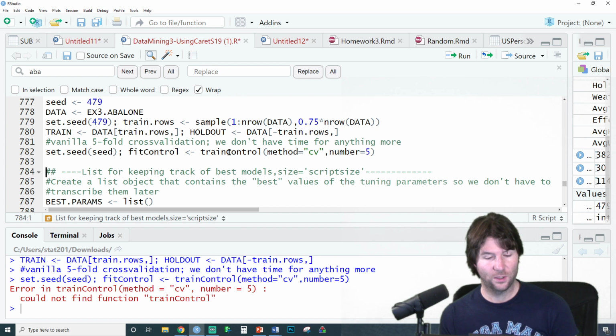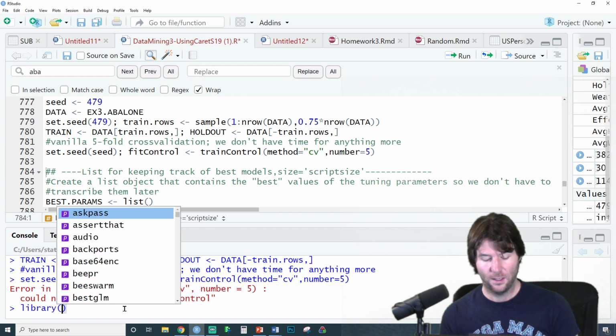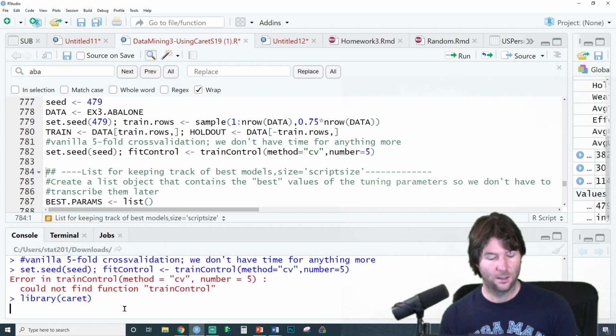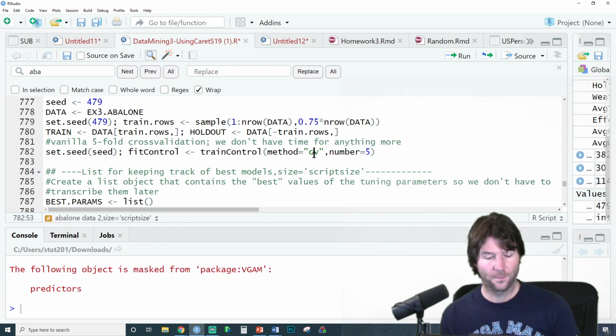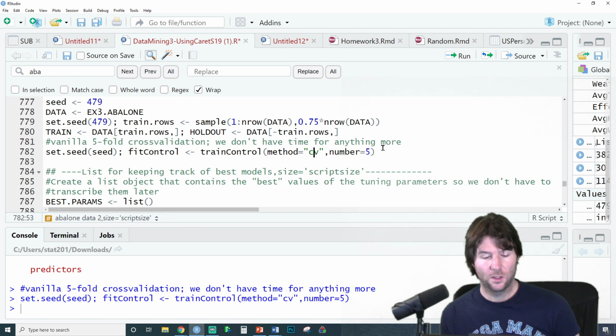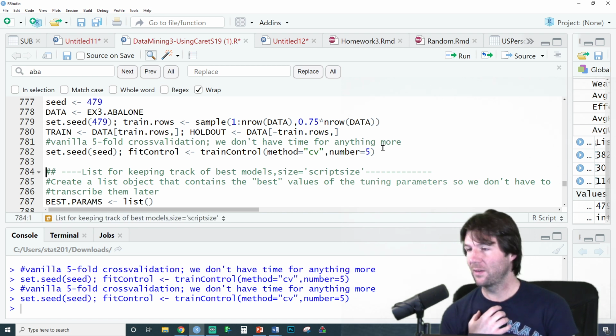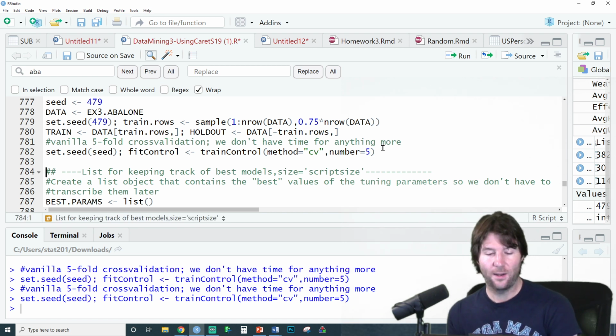So, could not find function trControl, because library. And then we need caret. There we go. Cool. So we should be good now. You just have to know where your functions are at.